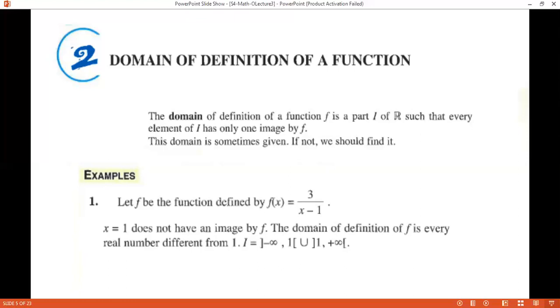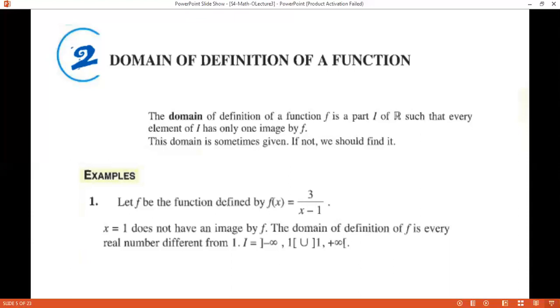If you look at the denominator, we have x minus 1. You know that the denominator should be different than 0. So x minus 1 is different than 0. So x is different than 1. That means x equals 1 does not have an image by f, doesn't exist on the graph. And the domain of definition of f is every real number different from 1. So all the numbers are accepted except 1. So the domain is from minus infinity to 1, union from 1 to plus infinity.